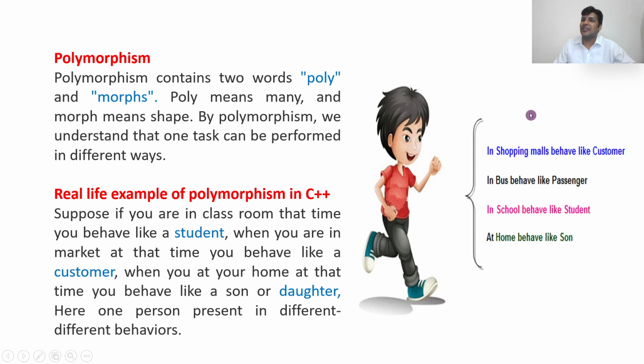So here also the operators and the functions will have the same name, but will act differently. If the same person goes to a shopping mall, he will act as a customer. When he travels, he will act as a passenger. When he goes to school, he will become a student. When he goes home, he will become a son or a daughter. This is the best example I can give you. Polymorphism means many shapes, and here one task can be performed in different ways. Let me show you an example.